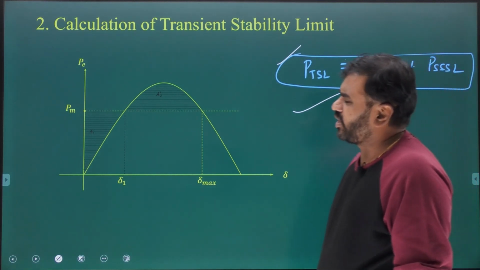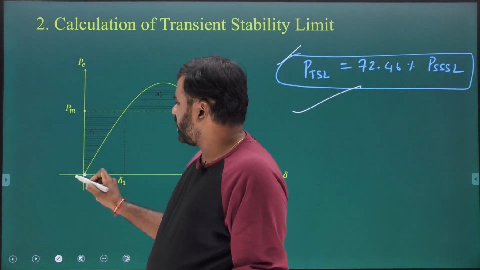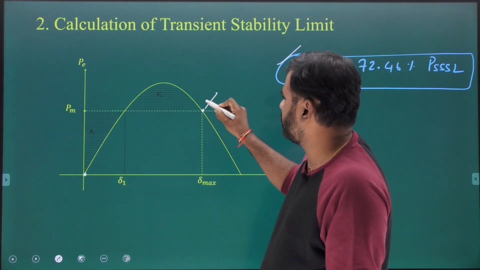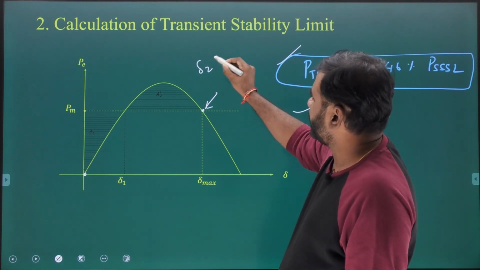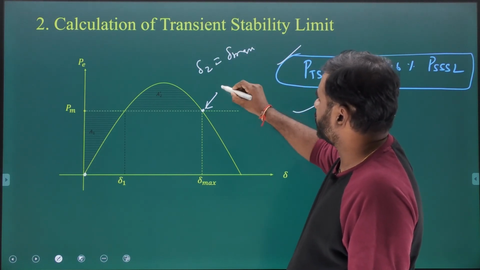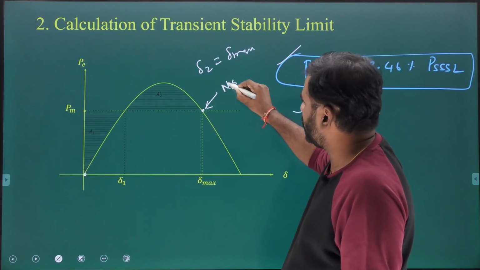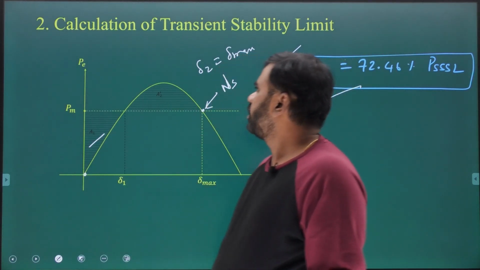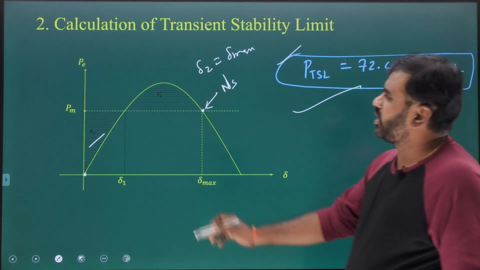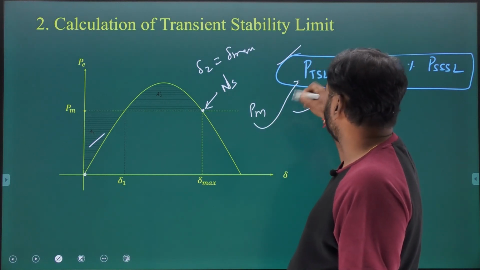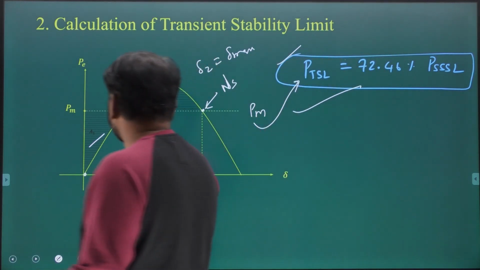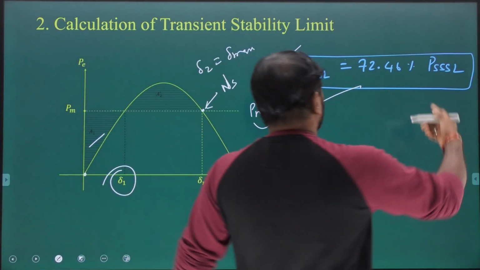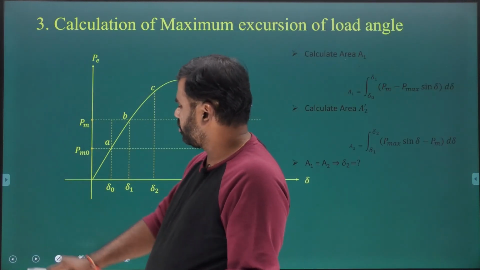So what is transient stability, by the way? If the load is increased suddenly from 0 megawatt to PM megawatt and the system is at the verge of stability, that means load angle delta 2 equals delta max, and the rotor speed is recovered to synchronous speed exactly at delta max. That's called verge of stability. That means A2 dash equals A1. The corresponding PM is the transient stability limit. You can calculate delta 1, and from there calculate it. PTSL is 72.46% of the steady state stability limit.